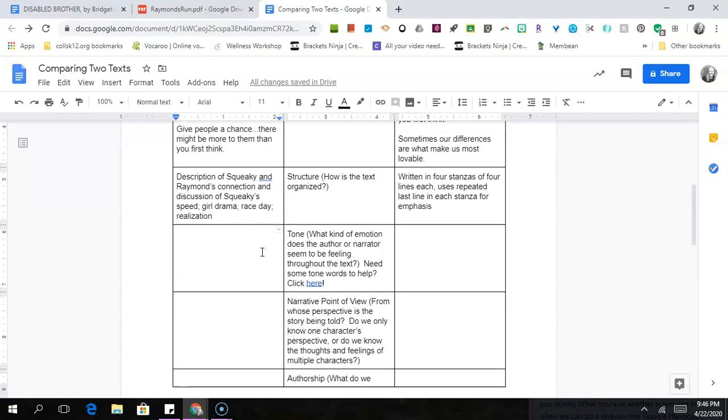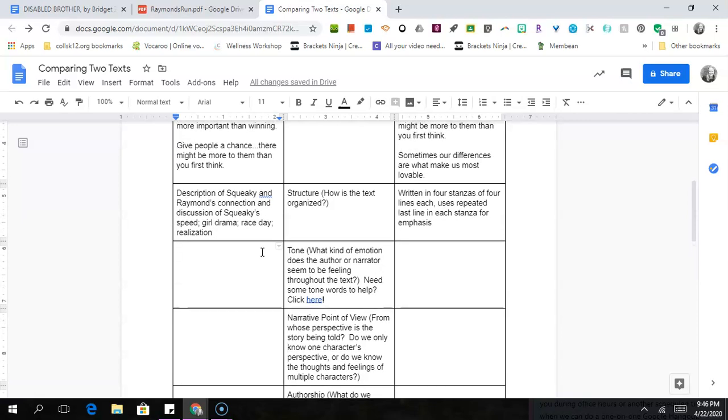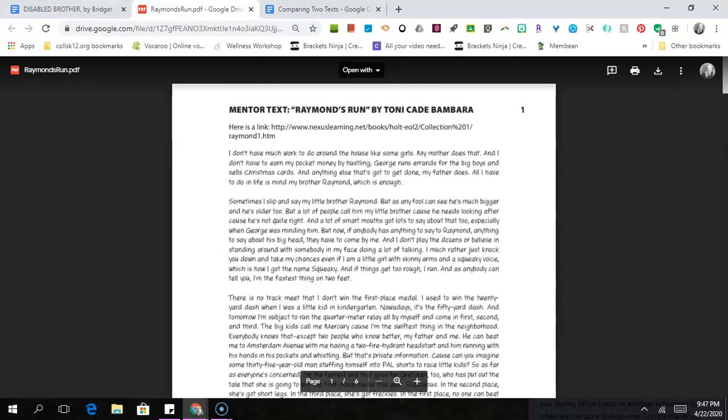So if we go to Squeaky and we think about the tone of the story Raymond's Run, I would say one word that I definitely would use for the tone is defensive, because Squeaky's always kind of trying to say why everybody else is wrong and she's right. So defensive and maybe even a little bit arrogant. She's got that I'm fastest thing north of Broad Street or whatever she says. So when we come over to the poem, how would you describe the poem here?